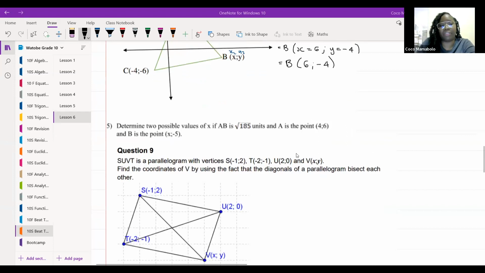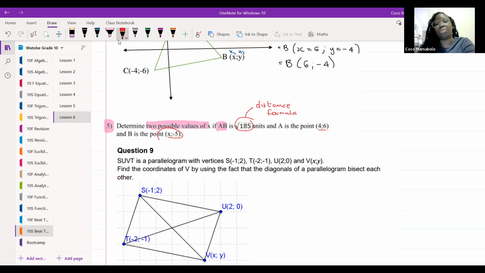Look at question number 5 over here. It's kind of hidden, but I want you guys to read it. It says here, determine 2 possible values of x if AB is equal to the square root of 185 units, and A is the point (4, 6) and B is the point (x, -5). Where did they get this square root of 185? From which formula did they find that, guys? That's it. Good. They found this from the distance formula. So we're going to have to use the distance formula here.